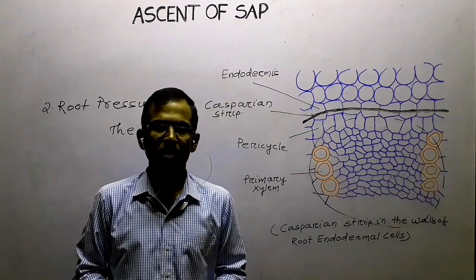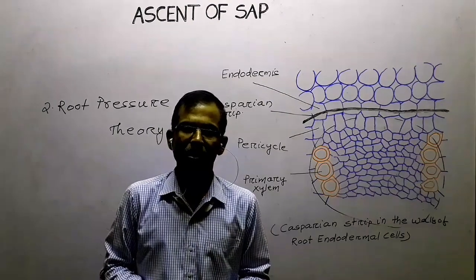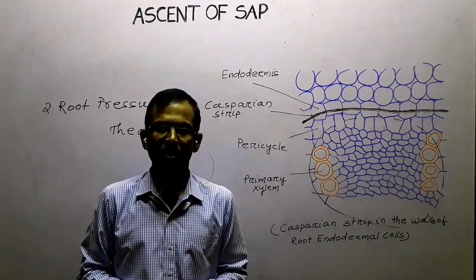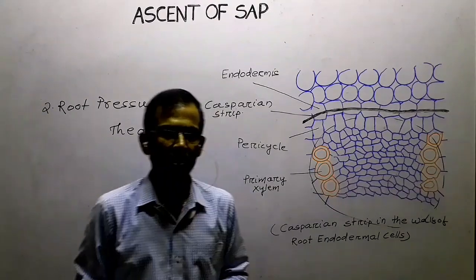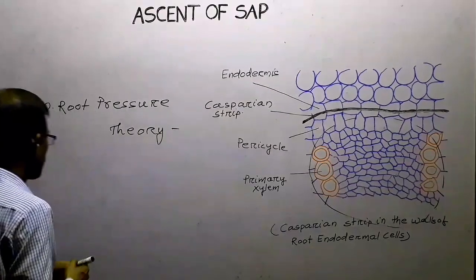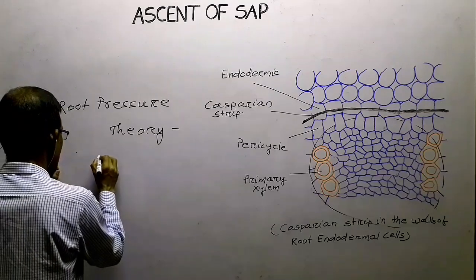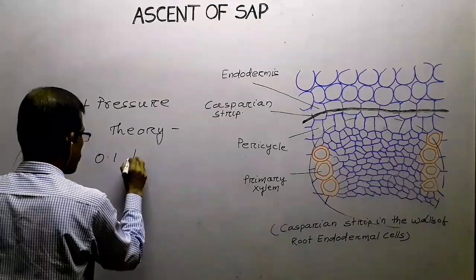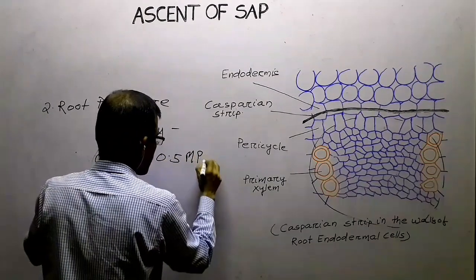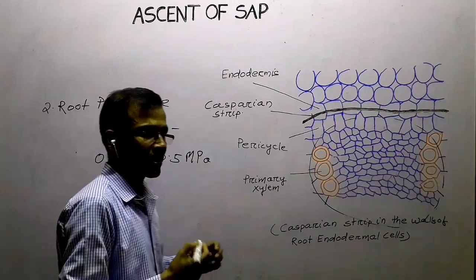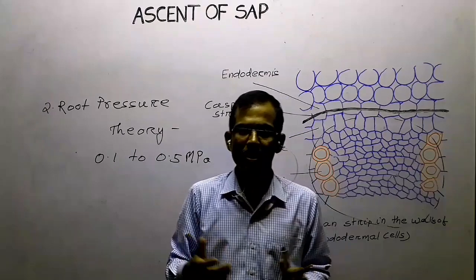Now the question is whether the root pressure is sufficient enough to drive the upward transport of water in trees. The answer is probably no, for several reasons. First point is that for most of the plant species, the value of root pressure is in the range of 0.1 to 0.5 megapascal, which is no more than 16% of the pressure required to drive the upward transport of water in the tallest tree.